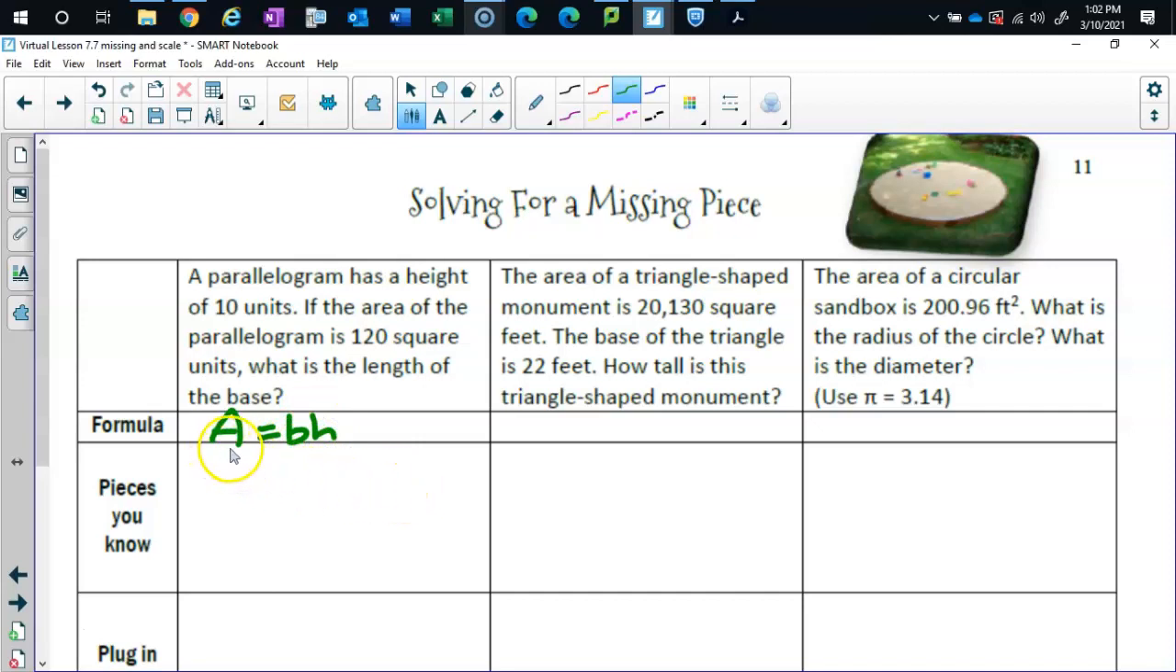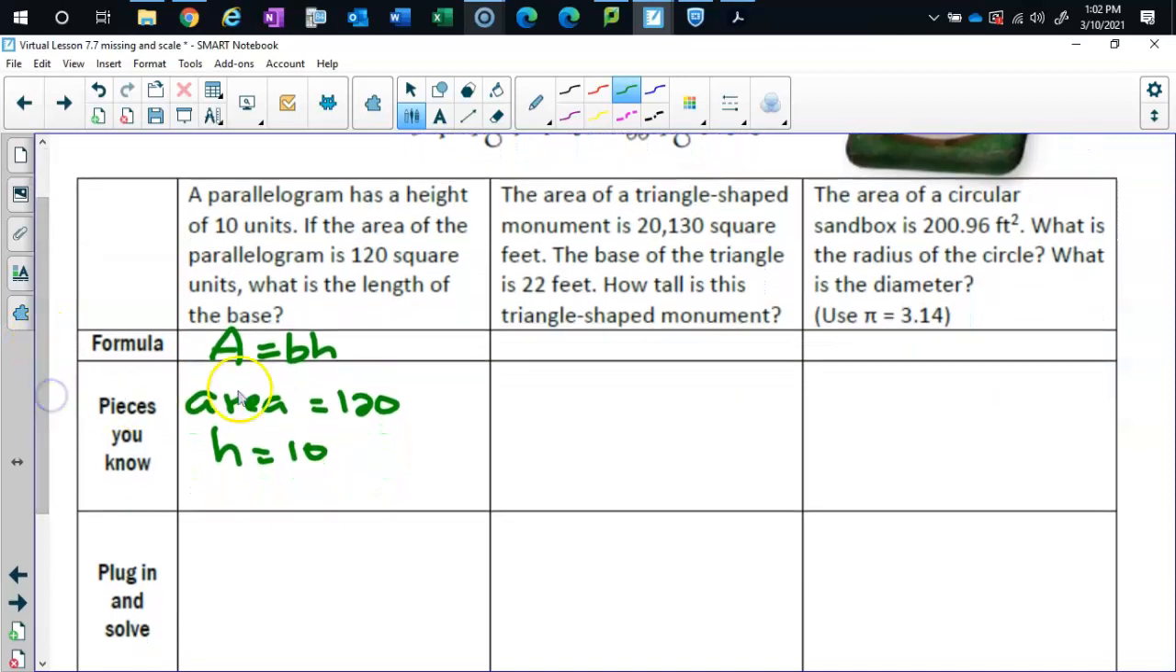Okay, pieces that we know. Okay, we know that the area is 120 and the height is 10. Well, we're going to substitute that into the formula in the appropriate spot. So A is 120 equals, we don't know what the base is. That's what we're looking for. So we're going to keep B as B. The height is 10.